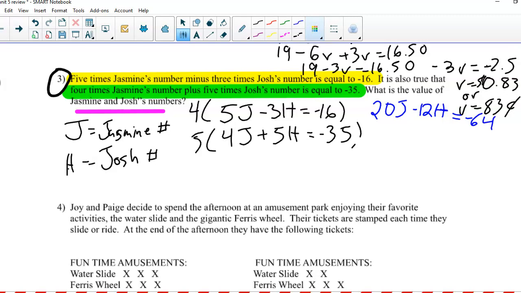And then 20J plus 25H equals, what's 5 times negative 35? 175. Negative 35. I didn't mean to say 135. Yes. Negative 175. Okay. If we're trying to eliminate these two, would we add or subtract? Subtract.